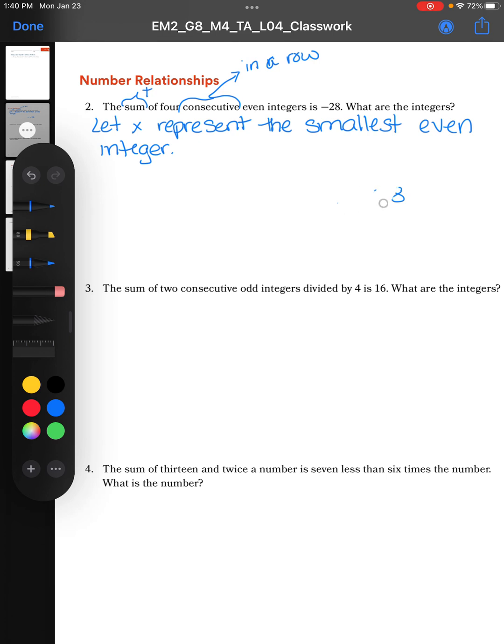We are going to go through solving this. We're not just going to write the equation. So let me actually leave some space in order to solve. Equals negative 28. So my smallest even integer, again, is going to be x. I'm adding these 4 integers together. So I have x, that's my first integer, plus my second integer, plus my third integer, plus my 4th integer, has to equal negative 28. So let me just scoot this over a little bit.